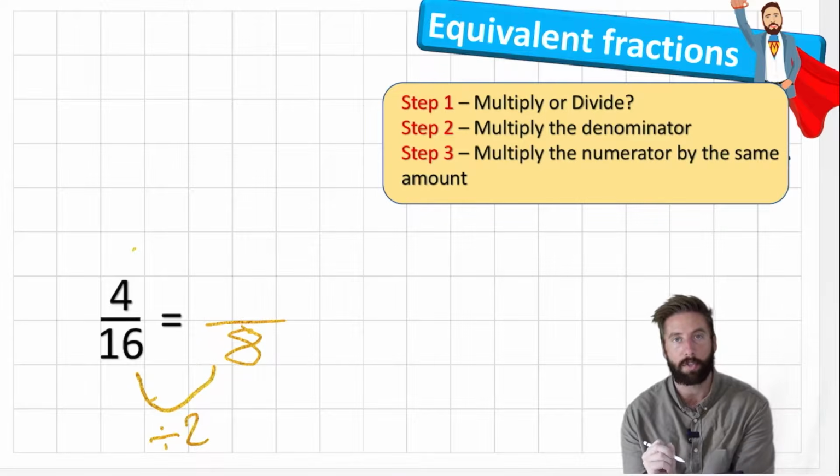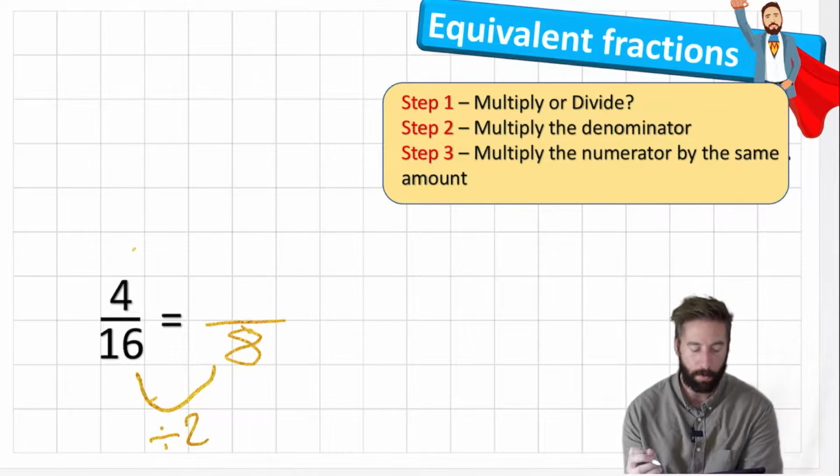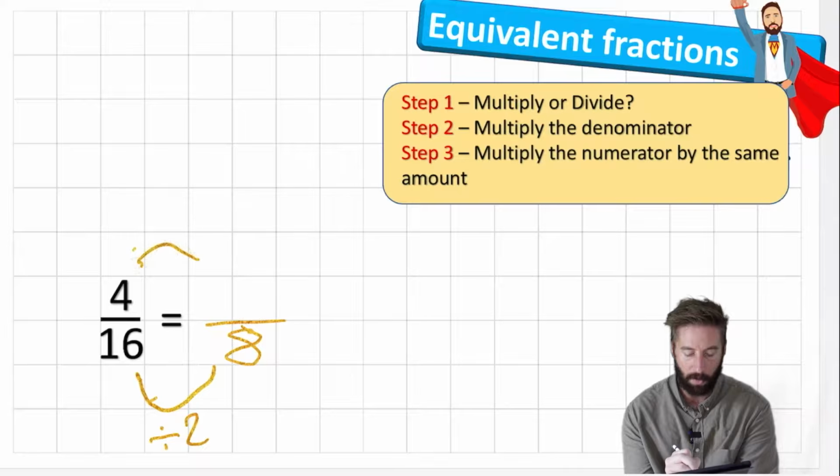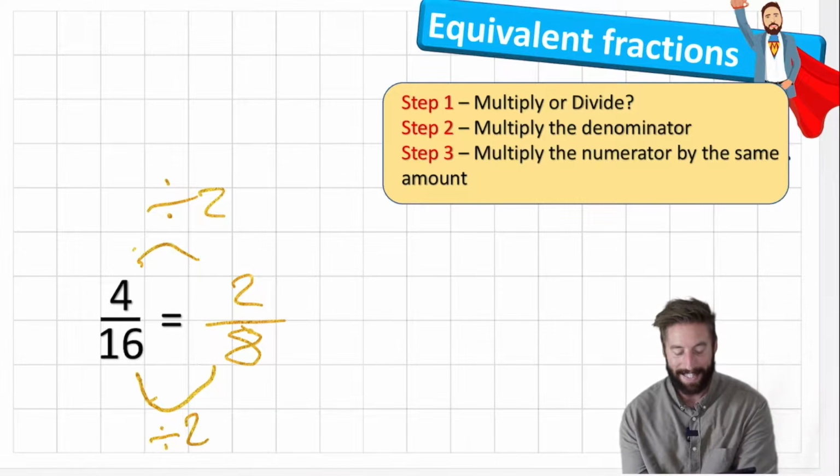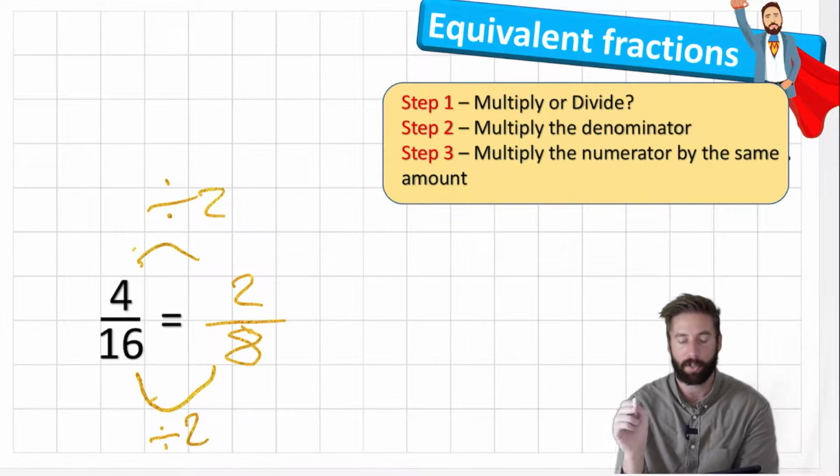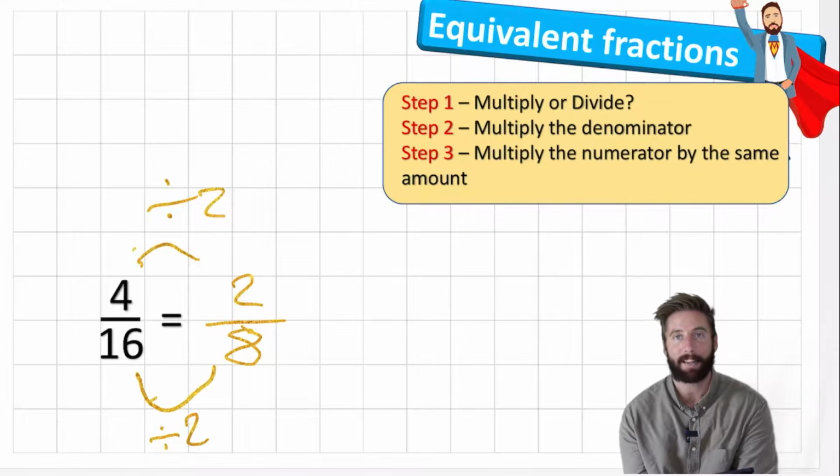And remember, whatever I do to the denominator, I have to now do to the numerator. So 4 divided by 2 is 2. So 2/8 are the same as 4/16. Same value. If we were going to get our chocolate bar and cut it up, having 4/16 of it would be the same as having 2/8 of it.